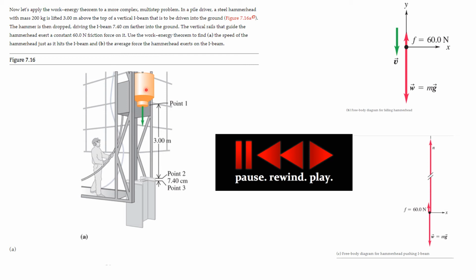The hammer is dropped and drives the I-beam 7.4 centimeters farther into the ground. The vertical rails that guide the hammerhead, these things on the side, exert a constant 60 Newton friction force on the hammer. So you see that's a force acting in the other direction. So use the work energy theorem to find A, the speed of the hammerhead just as it hits the I-beam, and B, the average force the hammerhead exerts on the I-beam.